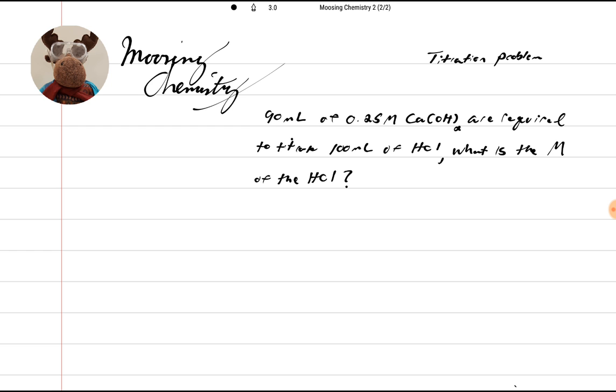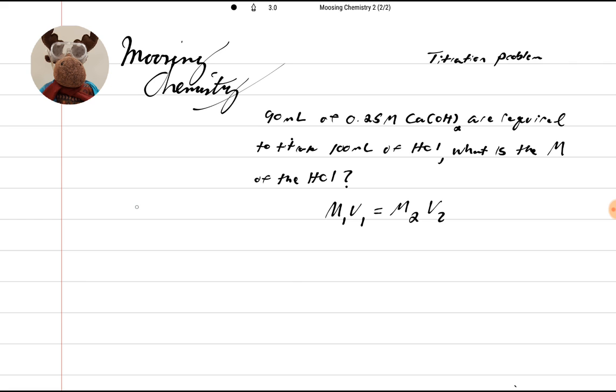Okay, well, to do that, we need a couple simple things. We just need a simple formula. The simple formula that we have is going to be M1 V1 equals M2 V2. Now each M stands for molarity, each V stands for volume. As long as the volumes are the same, we can use milliliters or liters, but in this case we're going to use milliliters because they're both in milliliters.